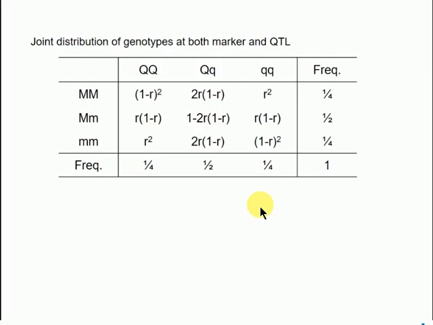Of course, the degree of informativeness of the marker genotype regarding the QTL genotype depends on the relationship characterized by r. You can say in this model, if r takes the value of 0, in other words, the marker and the QTL are located on the same site, then knowing the marker genotype you know exactly what the QTL genotype is. For example, if r is 0 and this individual has capital M at the marker locus, you know there is only one possibility: that individual must have capital Q as the genotype at the QTL. Good idea.